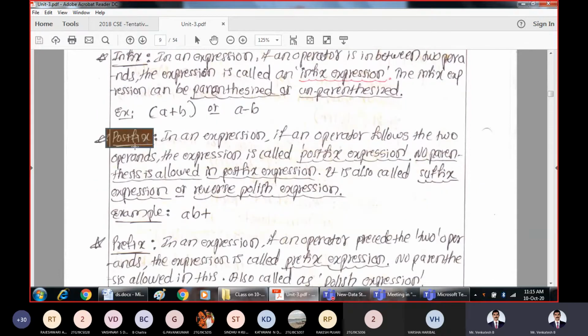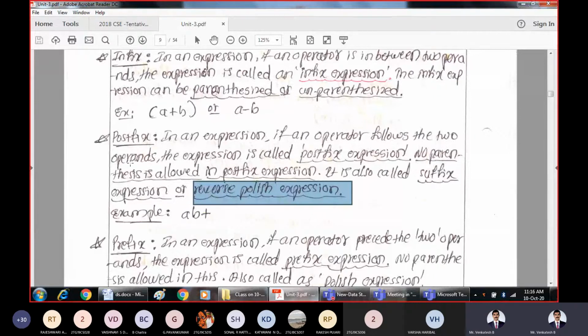Next expression is postfix. Post means afterwards. In an expression, if the operator is following the two operands, that means the operator will be coming after the two operands, then it is called a postfix expression. So no parentheses are allowed in this, whereas in infix, you may or may not have parentheses. In postfix, we will not have any parentheses or brackets. Postfix expression is also called suffix expression or reverse Polish expression. These are other names given for that.